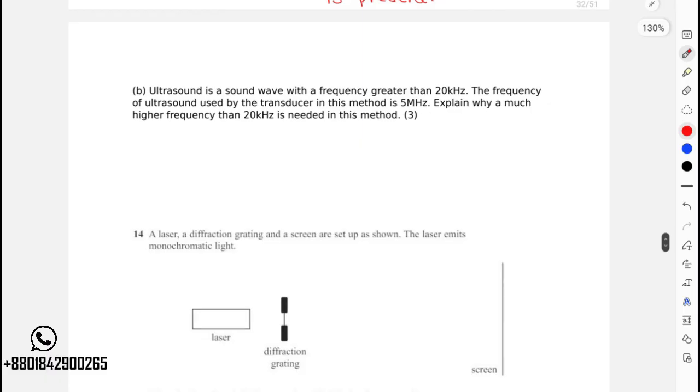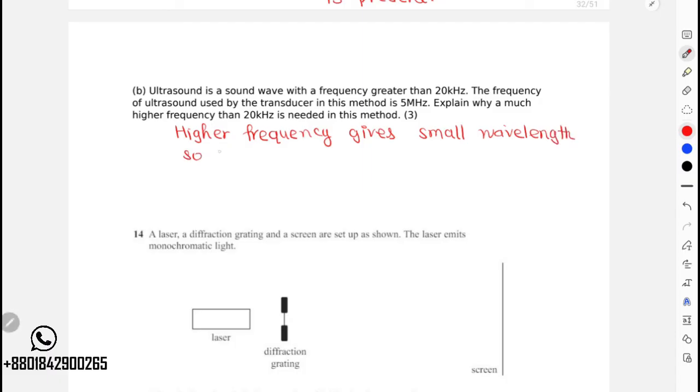So that is the answer: higher frequency gives smaller wavelength, so less diffraction. If there is less diffraction, that means higher resolution. Therefore, higher resolution.